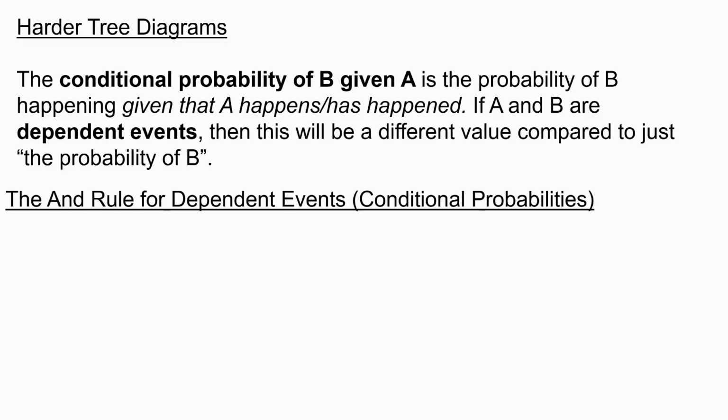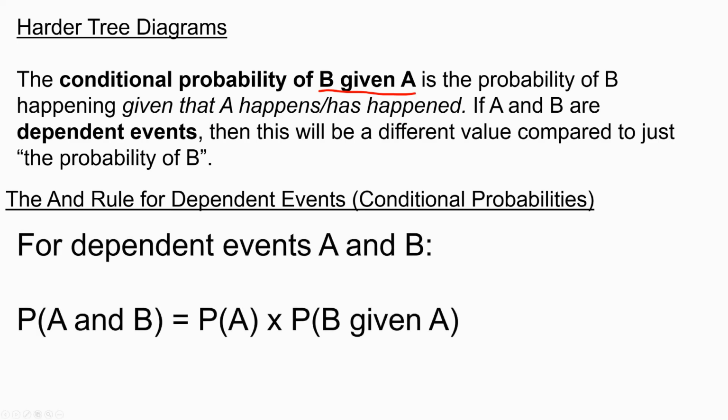Tree diagrams are a really handy way of doing conditional probability. Just a reminder, the conditional probability of B given A is the probability of B happening given that A has happened. If A and B are dependent events, this will be a different value compared to just the probability of B, whereas in independent events they're exactly the same.